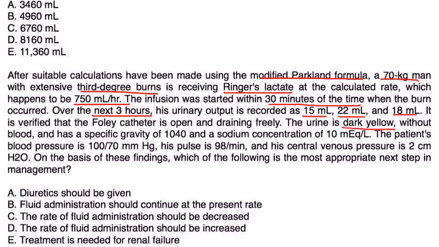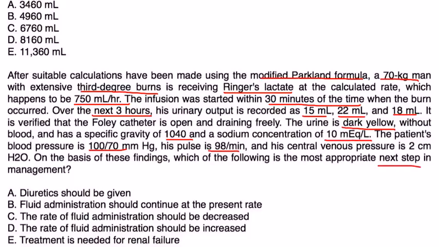The urine is dark yellow, without blood, and has specific gravity of 1040 and sodium concentration of 10. Patient's blood pressure is 100/70, pulse is 98, and the CVP is 2. On the basis of these findings, which of the following is the most appropriate next step?